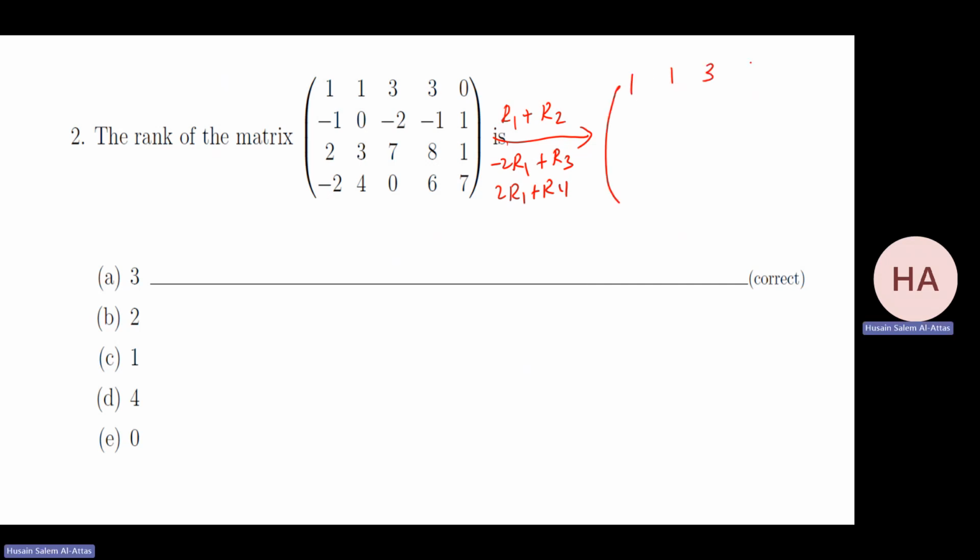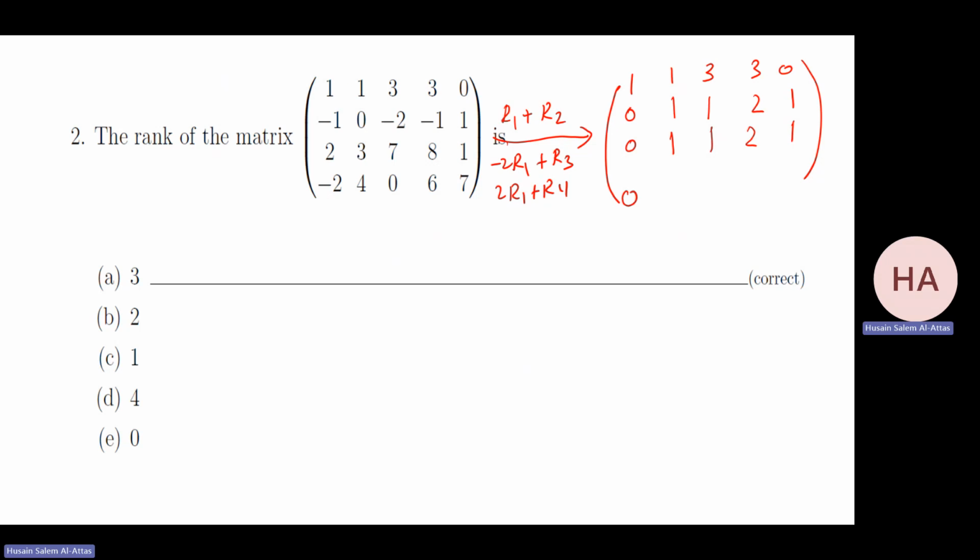1, 1, 3, 3, 0. I have minus 1 times 1 and add, that will be 0, then 1, 1, 2, 1. By minus 2 and add, that will be 0. Minus 2 times 1 plus 3, that is 1. Minus 2, that will give me 1. Minus 2, that gives me 2. Minus 2 and add, that gives me 1. Now by 2 and add, that gives me 0.